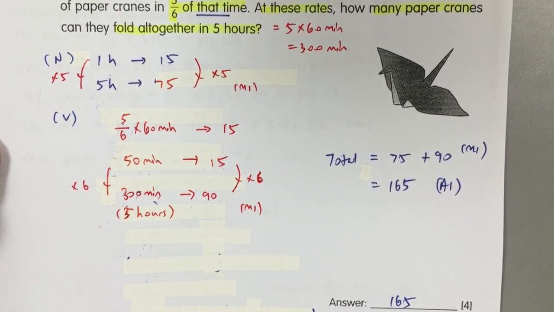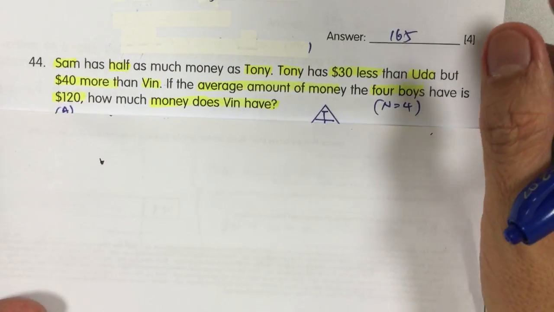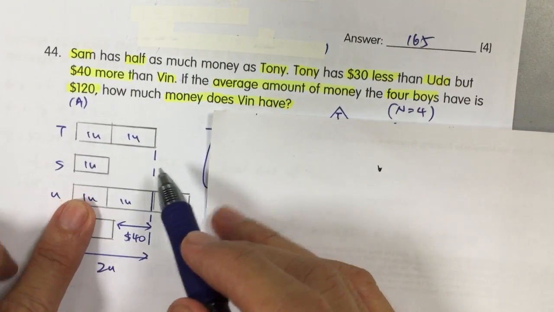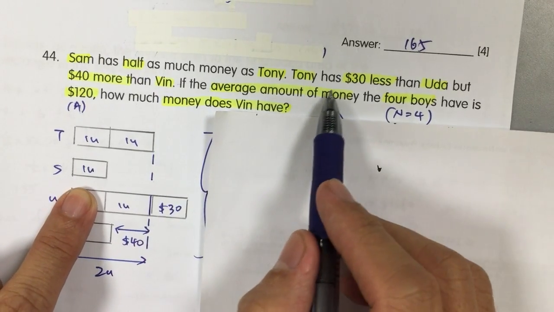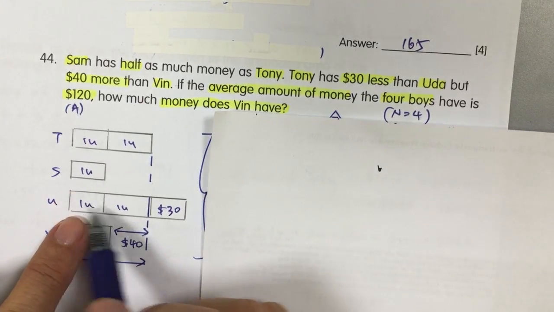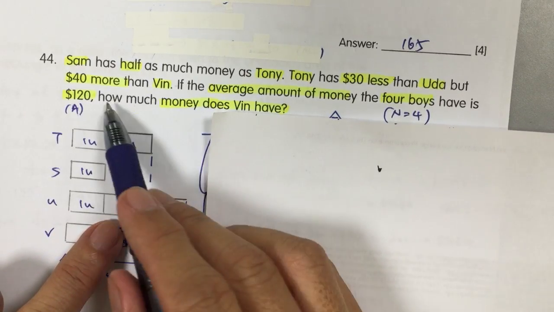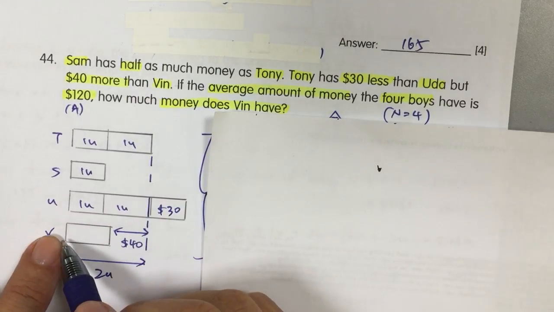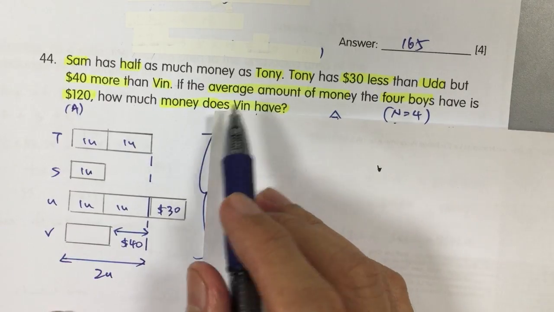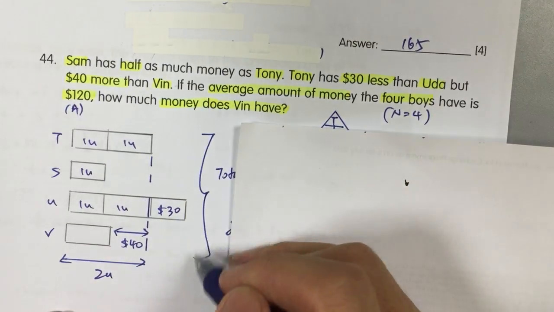Question 44. Sam has half as much money as Tony. So you draw Sam half, Tony. Tony has $30 less than Uda. So Uda has $30 more. But Tony has $40 more than Vin. So Vin has $40 less than Tony. If the average amount of money of the 4 boys is $120, can I find the total sum?